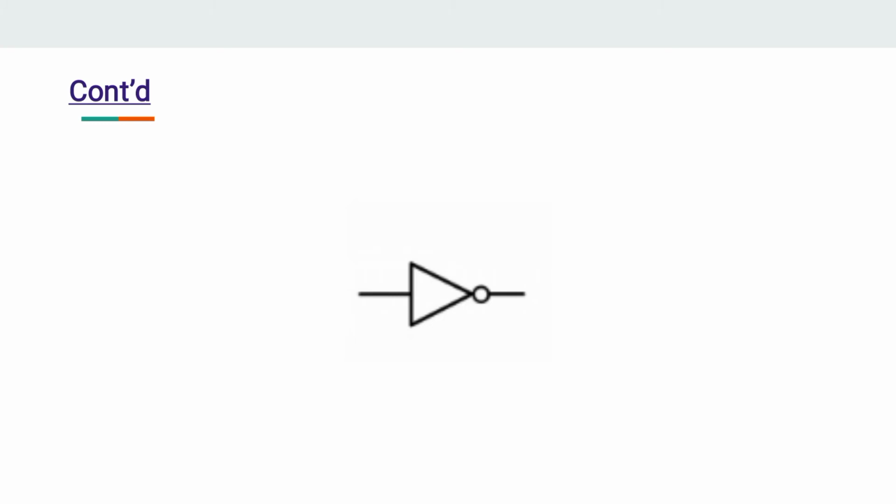Nothing but the possible outputs according to the truth table. The first possible output is 1 if the input is 0. The second possible output is 0 if the input is 1. So these are the two operations of a NOT gate.